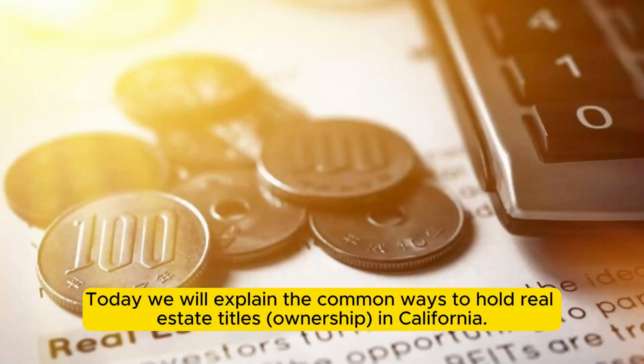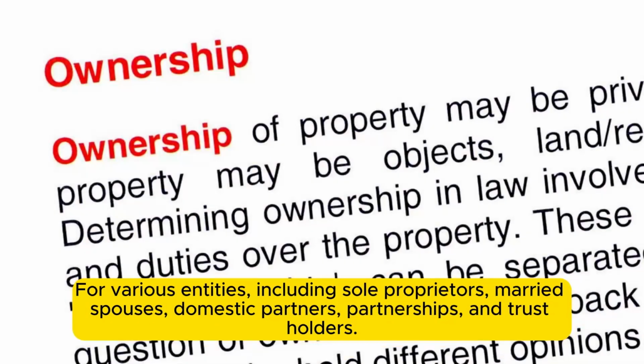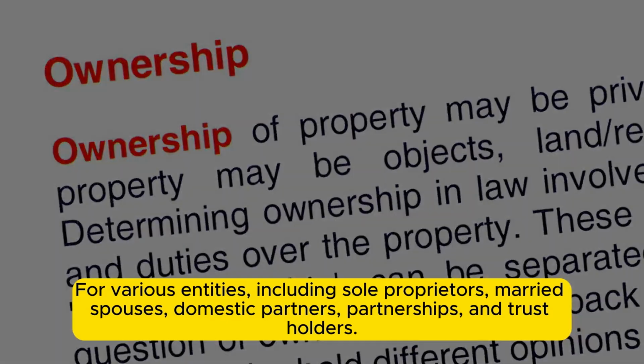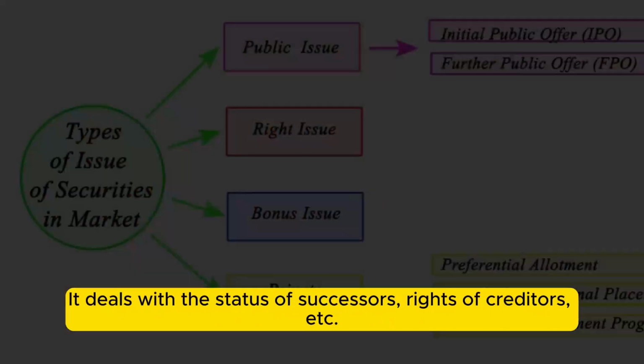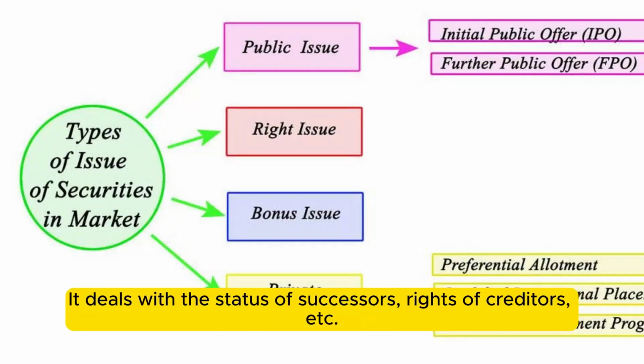Hello. Today we will explain the common ways to hold real estate title ownership in California, for various entities, including sole proprietors, married spouses, domestic partners, partnerships, and trust holders. Form of ownership, division of interests, title of ownership, rights of possession, requirements upon transfer, disposition upon death. It deals with the status of successors, rights of creditors, etc.